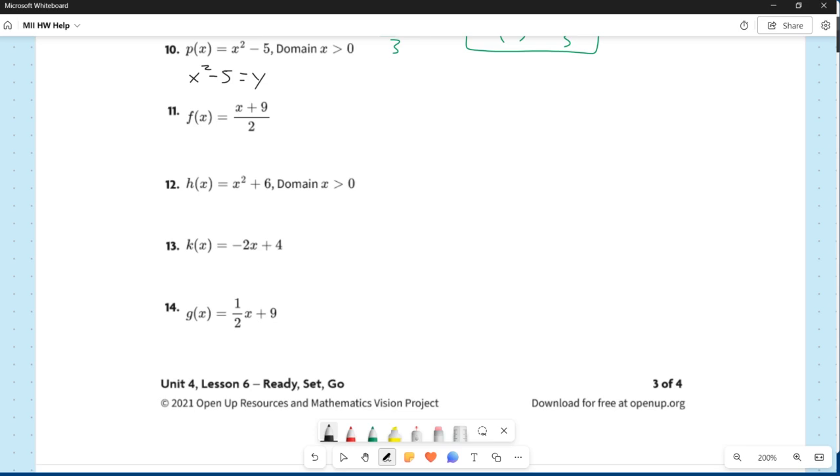I've introduced y. And now what we're going to do is we're not going to do any real algebra. We're going to create a new equation, and we're going to flip the x and the y. So everywhere I see an x, I'm going to put a y, and everywhere I see a y, I'm going to put an x. So that means this equation becomes y squared minus 5 equals x. This is our inverse.